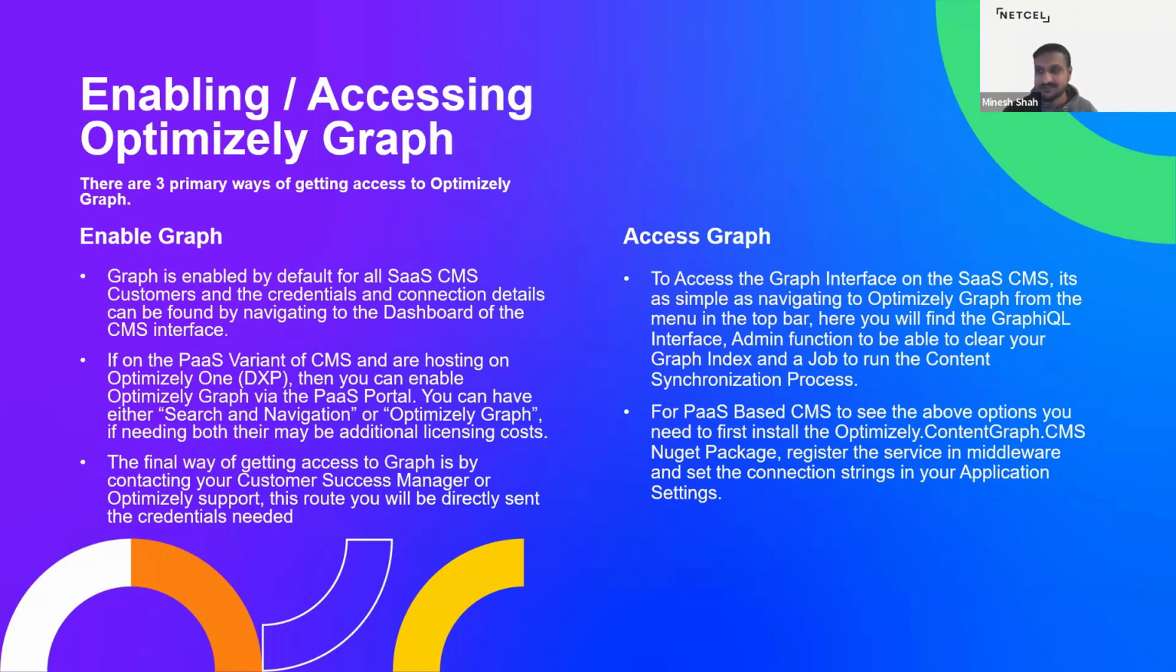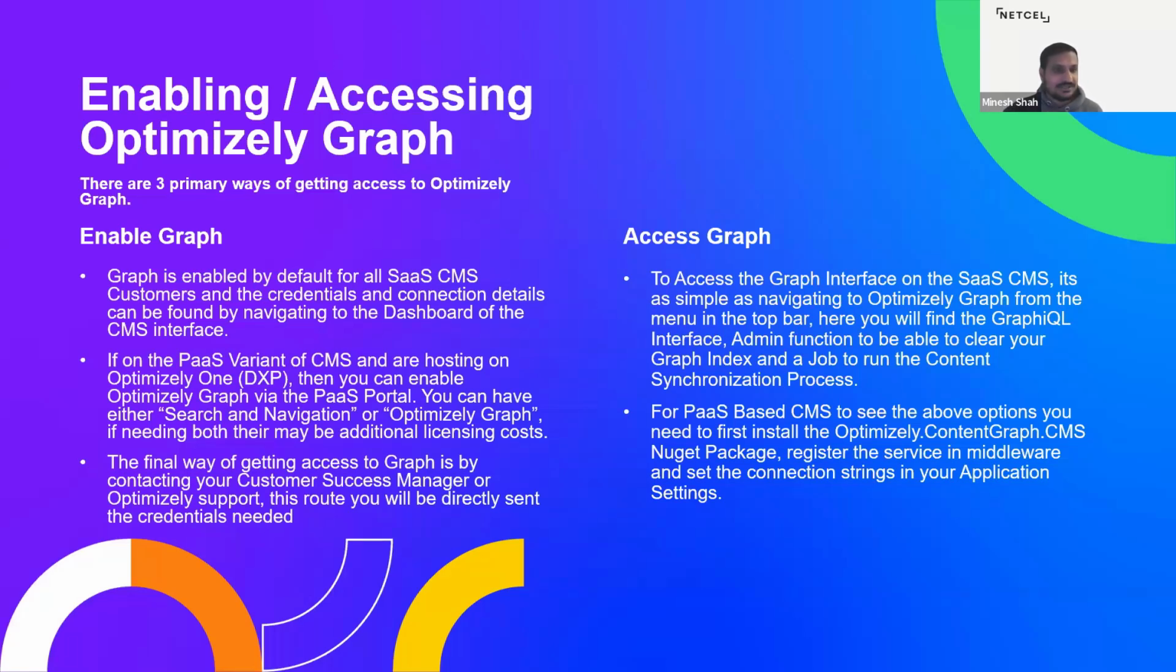Okay, so you've got access to Graph, and I mentioned that it's automatically enabled on SaaS CMS, so you can just go in and use it. If you are on PaaS, there are some bits you need to do. So first of all, you need to install the Optimizely Content Graph CMS NuGet package, update the middle layer startup.cs class, and basically register the Graph service there, and then just update the application settings with your Graph connection strings.